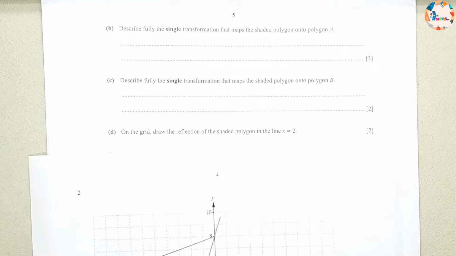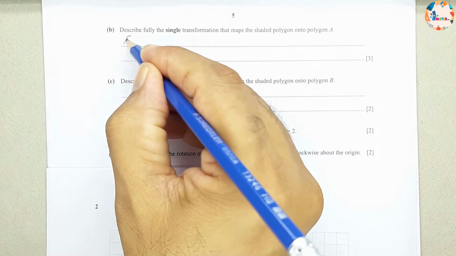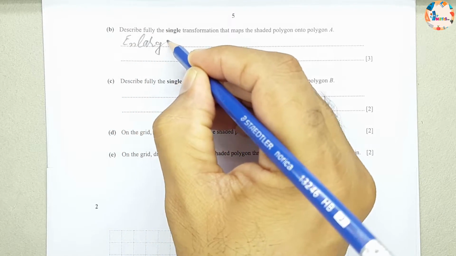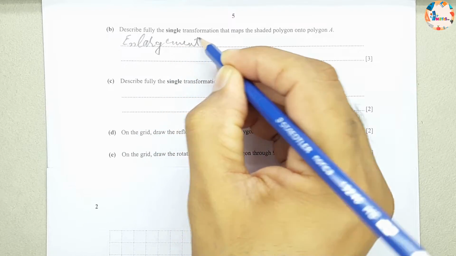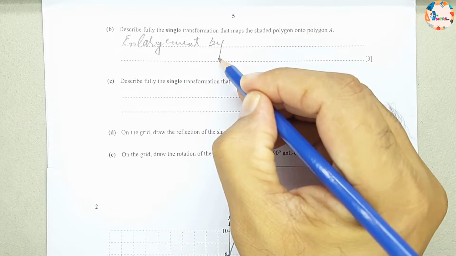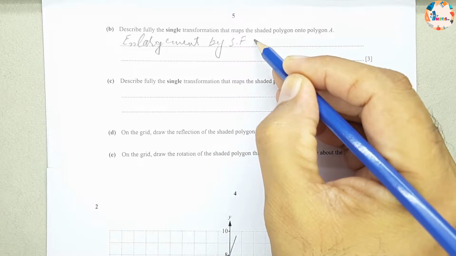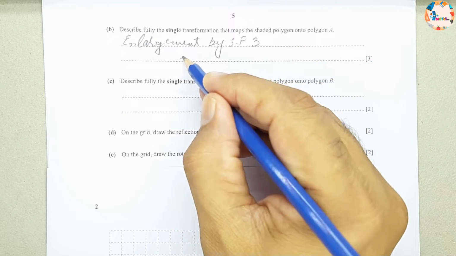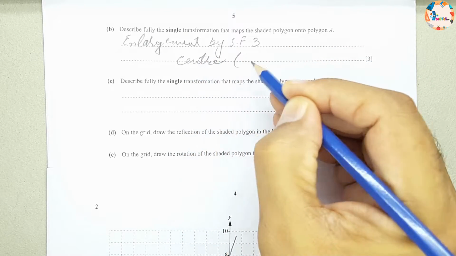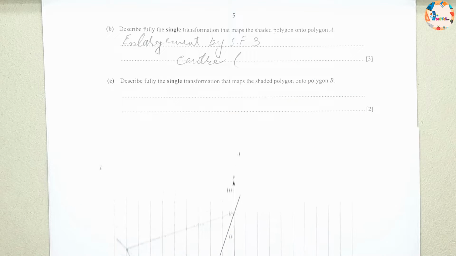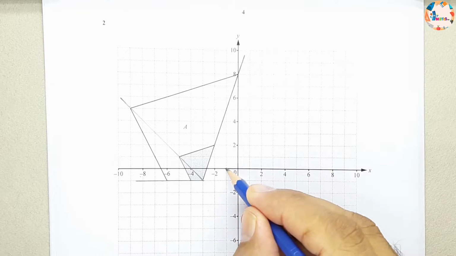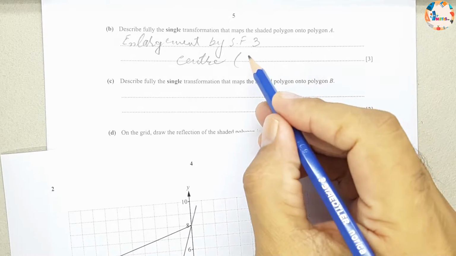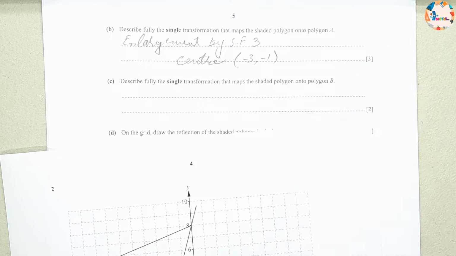So our answer will be here. It is enlargement by scale factor 3, and the center of enlargement we can write here. Center is -3 and 1, 2, 3, and -3 and -1. So we can write here (-3, -1).